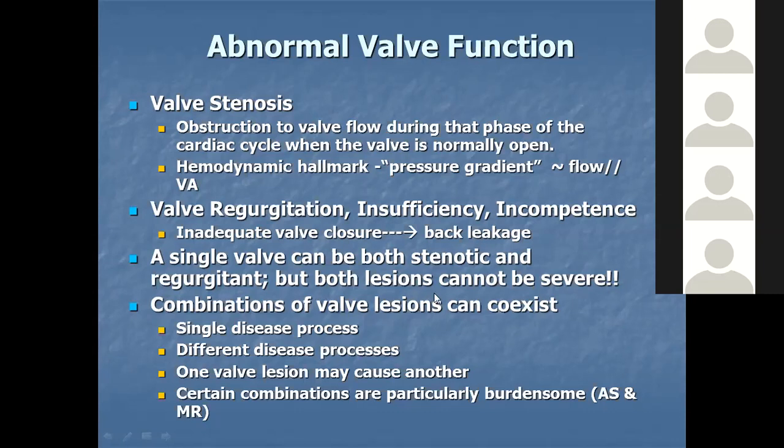So a combination of valve lesions can coexist because of a single disease process. As an example, if there is a rheumatic pathology, then there is mitral stenosis and aortic stenosis as well. Two valves, maybe the tricuspid valve is involved too, so this can extend to more than one valve. There may be different disease processes, like if there is MS but there is VSD, it is causing aortic valve insufficiency. And one valve lesion may cause another. If there is severe AR, it hits continuously over the mitral valve and causes disease there, and it again causes mitral regurgitation as well. But there are some combinations that are particularly burdensome, like AS and MR.